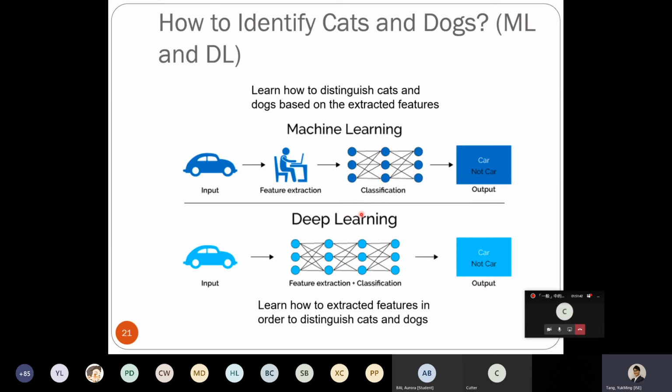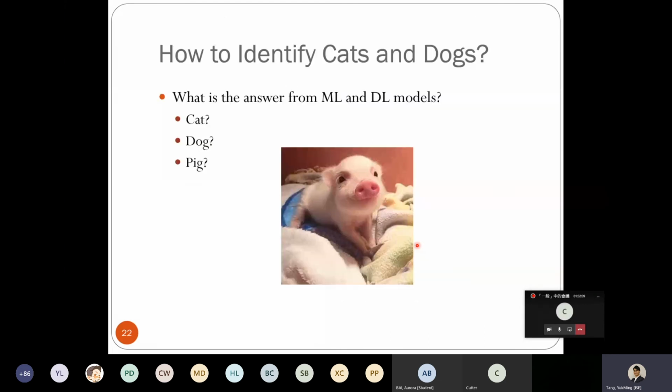But for deep learning, it's totally different. We just need to give them input. The machine will be able to learn not only the features, it can also learn how to classify what are dogs and what are cats. You don't need any human input anymore. So this is called deep learning. This is the difference between AI, ML, and DL.